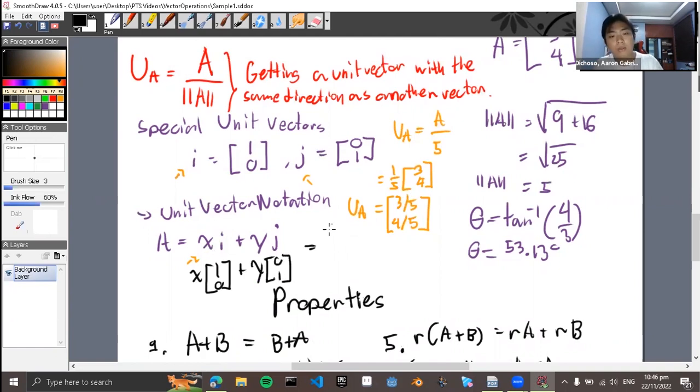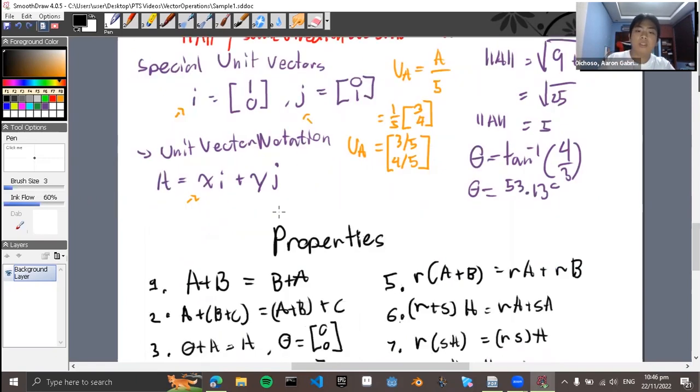So that's equal to x times (1, 0) plus y times (0, 1), which is just (x, y). So similar lang, it's just a different way of representing (x, y), yung geometric representation natin.